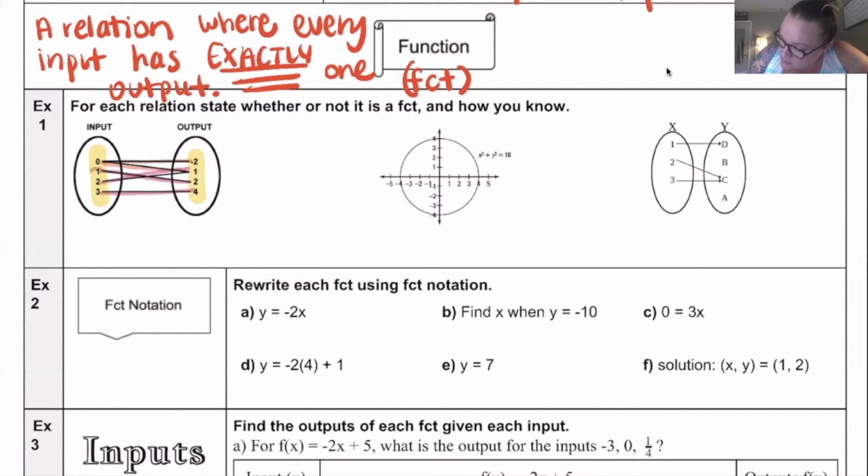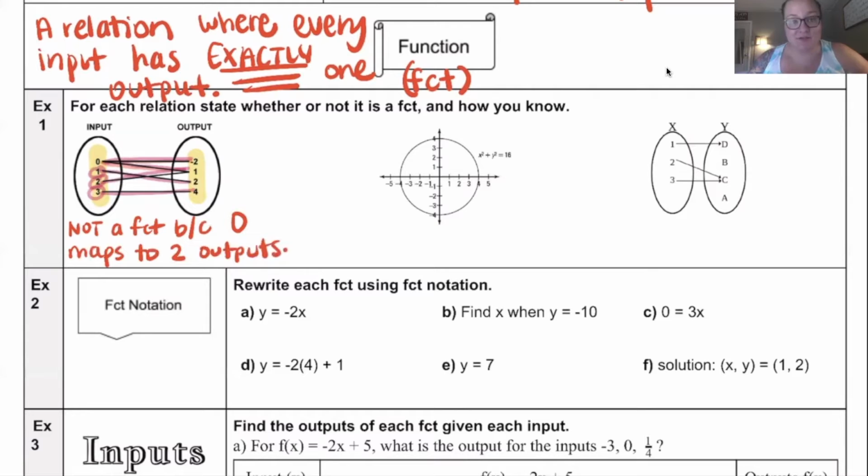So 1, 2, and 3 have exactly one output each. They each map to exactly one output. However, the number 0 maps to 2 outputs. Therefore, this relation is not a function because one of the inputs maps to more than one output. So this is not a function because 0 maps to 2 outputs. And how many outputs are inputs allowed to map to when they are a function? Exactly 1.